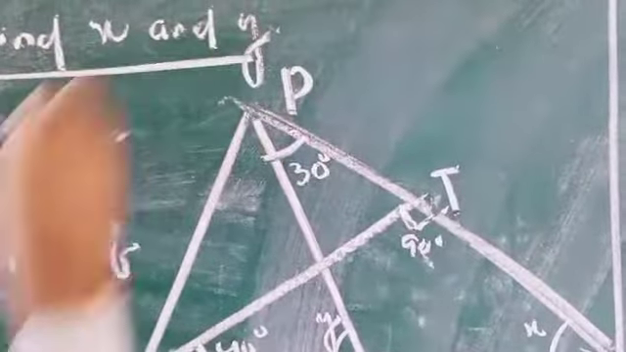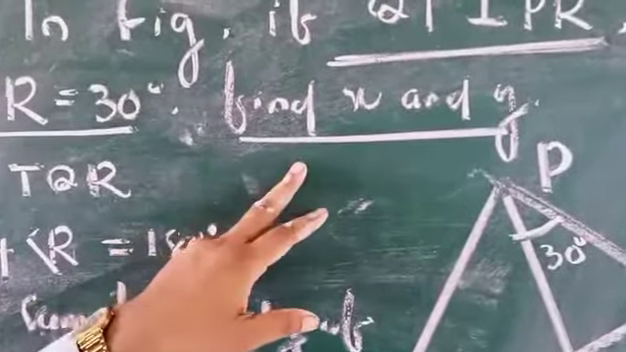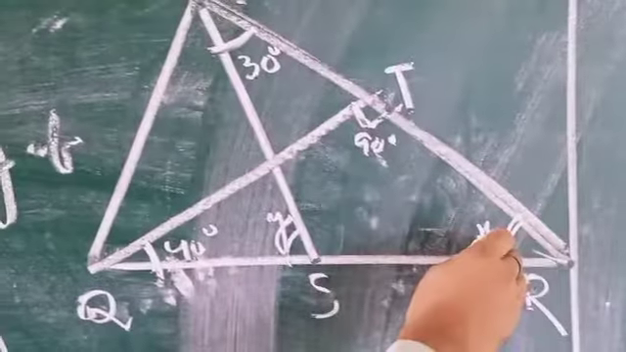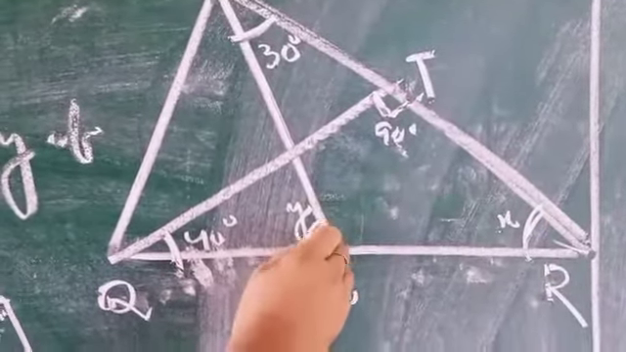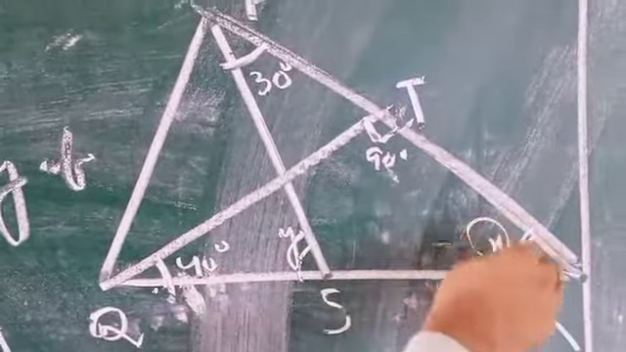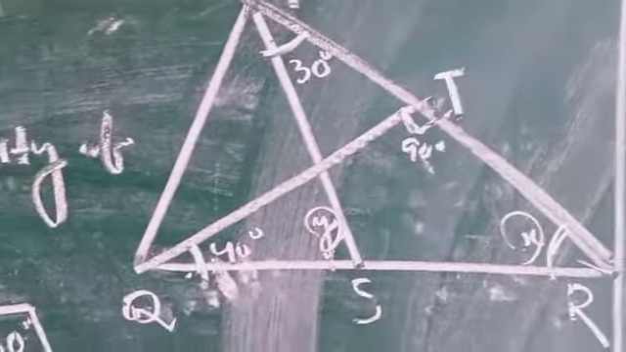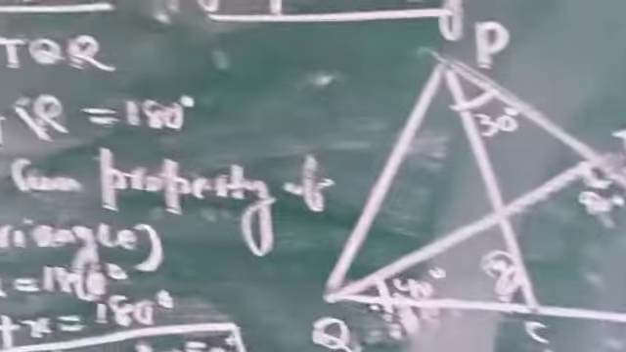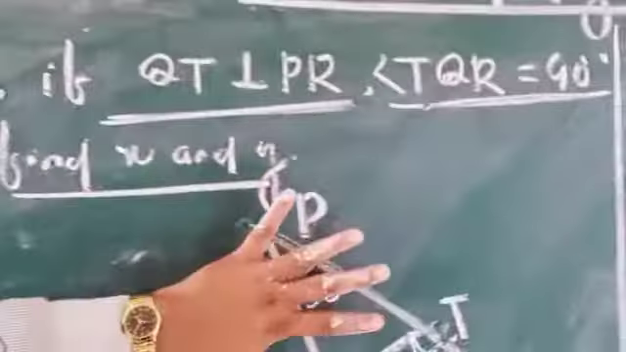Find X and Y. Where is X? X is this one, R. And Y is this one. This angle is named PSQ, Y. You have to find this and this. Understood the question? Yes or no? Now you see, look here in this figure.